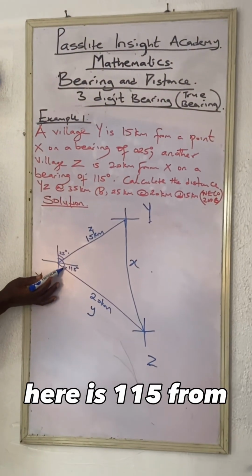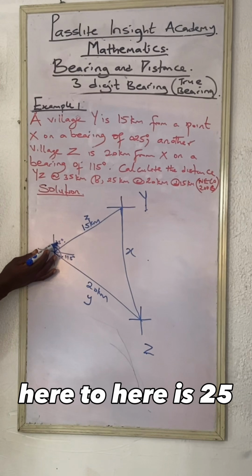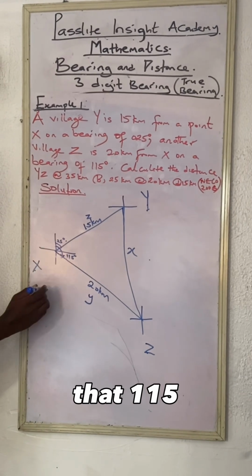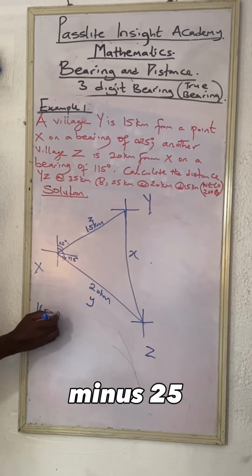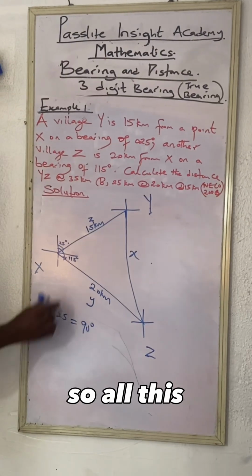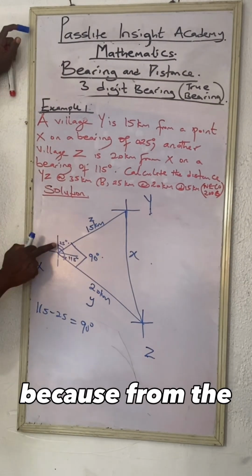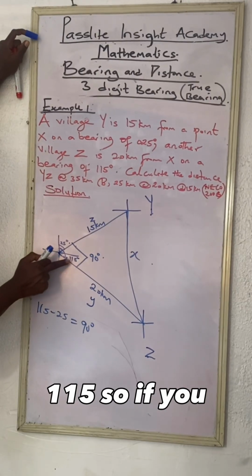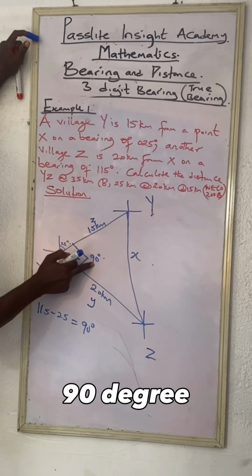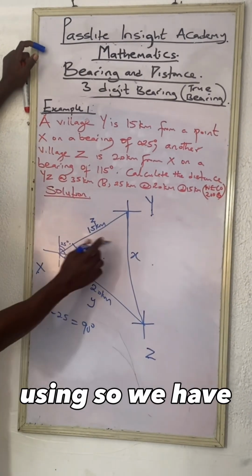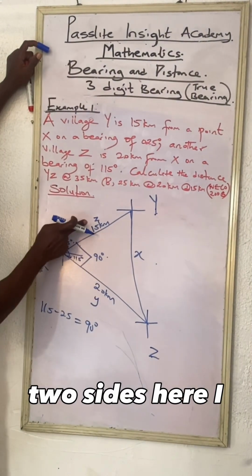From the beginning to here is 115. From here to here is 25. So we can subtract: 115 minus 25 is equal to 90 degrees. So this place alone is 90 degrees, because from the beginning to here is 25 and to here is 115. If you remove this, the remaining part here is 90 degrees. So we can look at the angle we are using. We have two sides here and one angle.